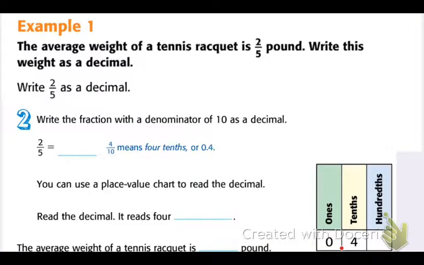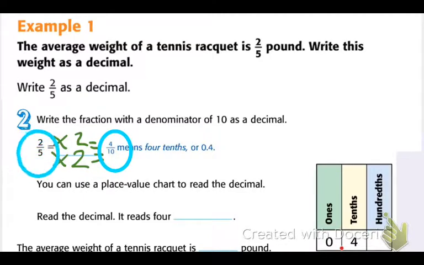Example 1. The average weight of a tennis racket is 2/5 of a pound. Write the weight as a decimal. Well, step 1 is to create that fraction so that you have 10, 100, or 1,000. Well, you can change 5 to 10 by multiplying by 2. 5 times 2 equals 10. 2 times 2 equals 4. So now I have 4 tenths, which is the same value as 2/5.